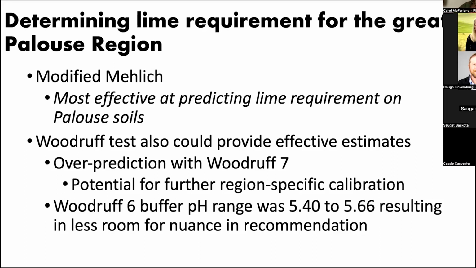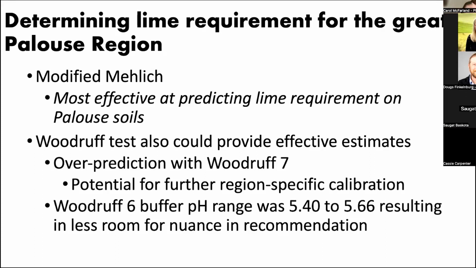I might gloss over a couple of the slides at the end. But in any case, to wrap up this piece on buffer testing for determining lime requirement for the greater Palouse region, the modified Mehlich was the most effective at predicting lime requirement on the greater Palouse soils. The Woodruff test, as I said previously, could also provide effective estimates. The overprediction with the Woodruff 7 has some potential with further region-specific calibration if for some reason the modified Mehlich was found to be undesirable. And based on this work, the Woodruff 6 buffer pH range that came out of the testing ranged from about 5.4 to 5.66.